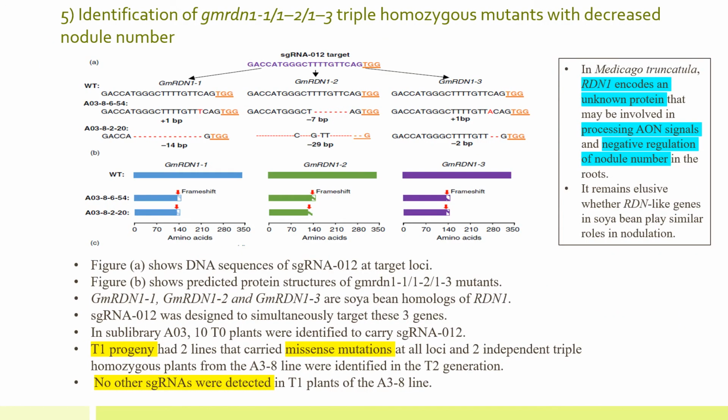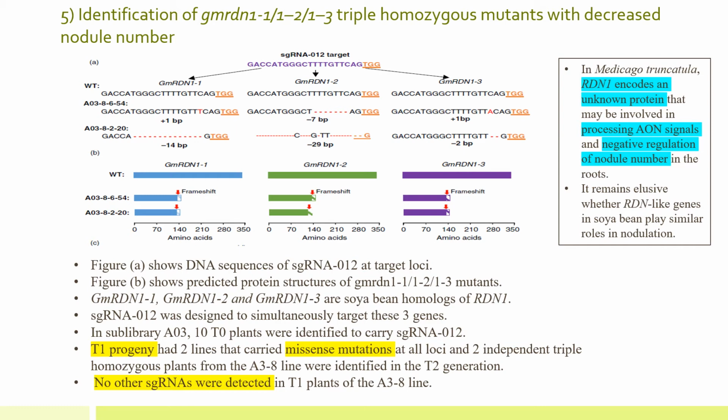Identification of triple homozygous mutant with decreased nodule number. In Medicago truncatula, LDN1 genes encode an unknown protein that may be involved in processing LN signal and negative regulation of the nodule number. Figure A shows the DNA sequence of SgRLDN targets. Figure B shows the predicted protein structure of these three mutants. These three genes are soybean homologs of LDN1 genes. SgRLDN was designed to simultaneously target these three genes.